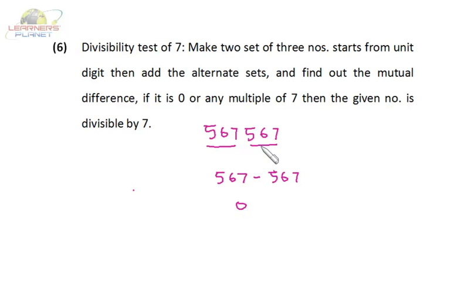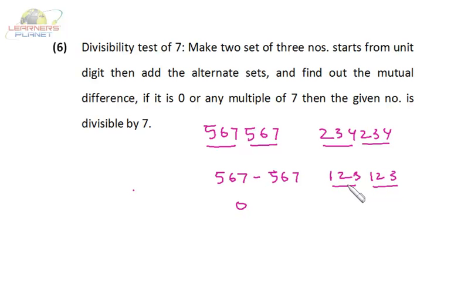So all the numbers which have the first 3 digits and the last 3 digits the same will definitely be divisible by 7. So without doing any calculation, you can see that. Suppose I have a number 234, 234. It will be divisible by 7. 1, 2, 3, 1, 2, 3 will also be divisible by 7 since both the sets are the same. So you'll always get the difference as 0.